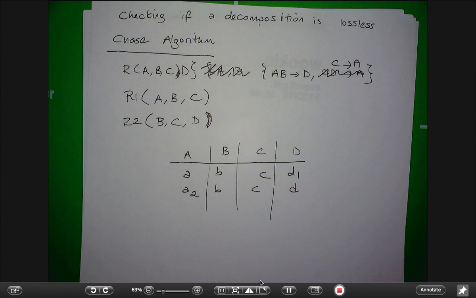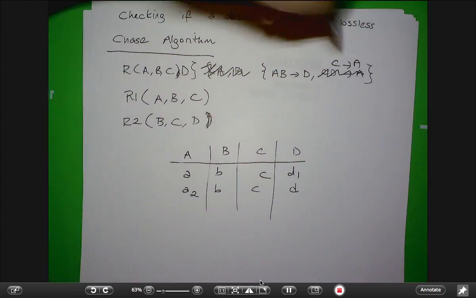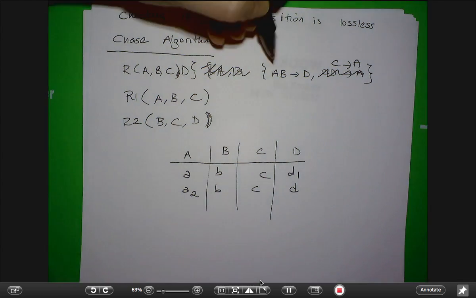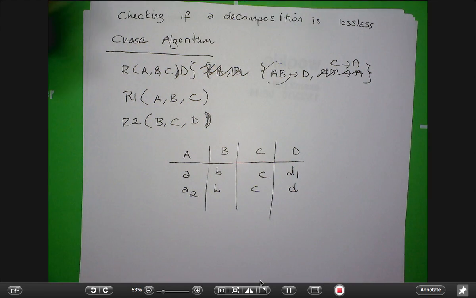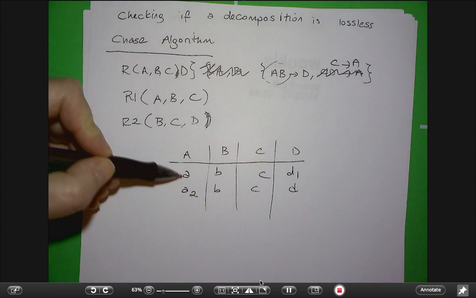Looking at a tuple in R1, I have A, B, and C, but D is not known. Looking at a tuple in R2, I have B, C, and D, but A is unknown. The question is, can I recover the unknown values from these two? Can I find A2 or D1 from any of these relations? The only way I can do that is by looking at the original functional dependencies. This one says if you have two tuples with the same A and B, then the D values should be the same. So I can check to see if they have the same A and B.